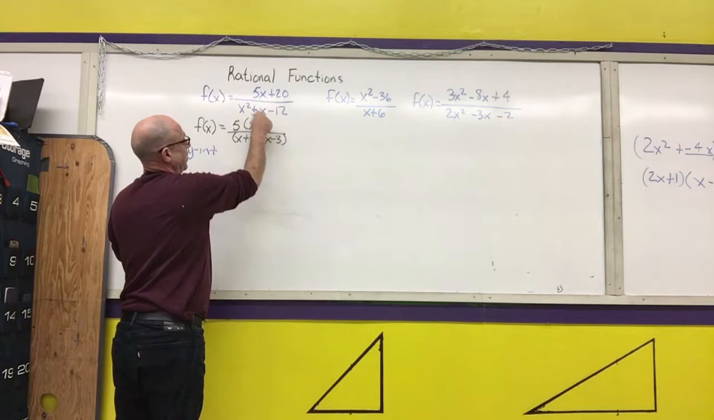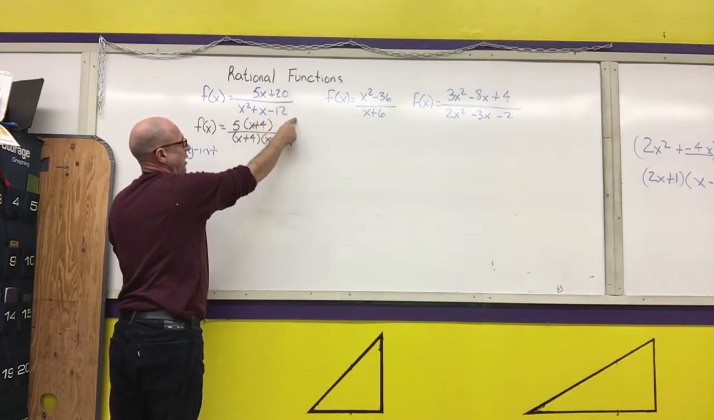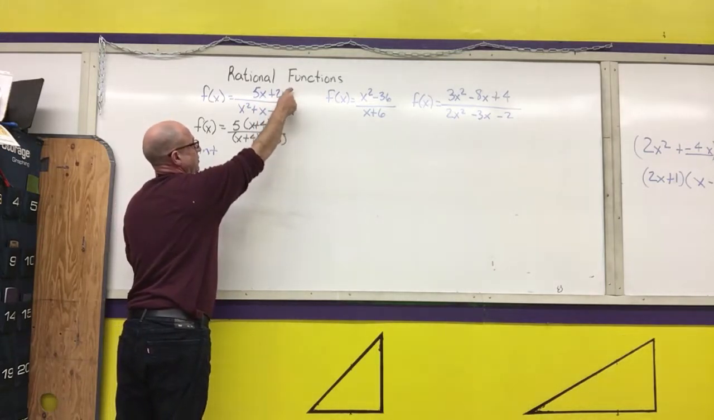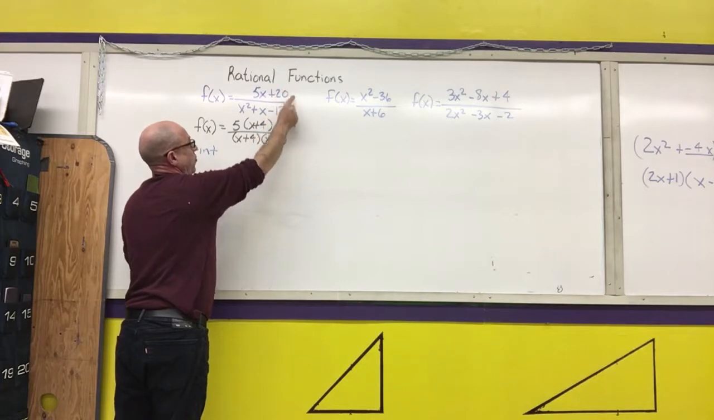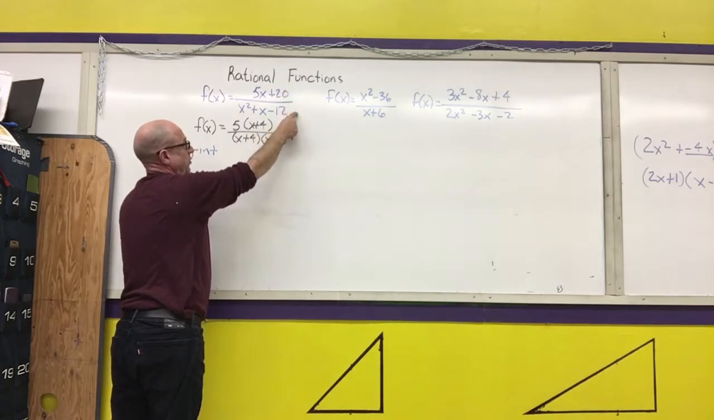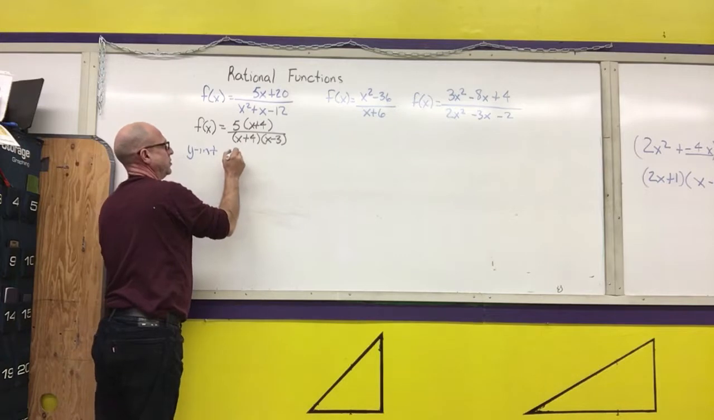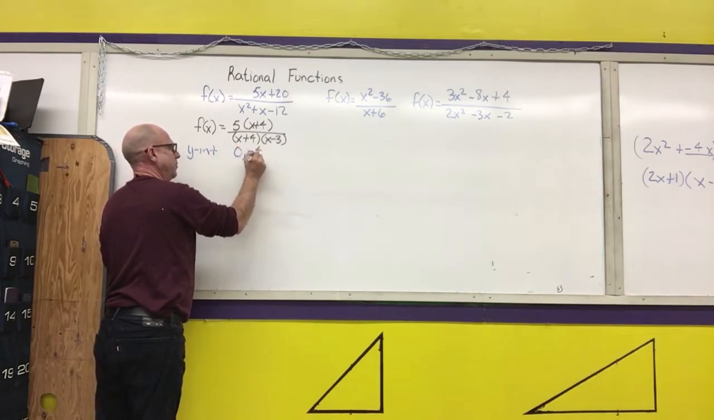Well, if I put a 0 in here, I'm left with 20 over negative 12, which is, 4 goes into there 5 times, 4 goes into there 3 times, so negative 4/3. So I have a y-intercept at 0, comma, negative 4/3.